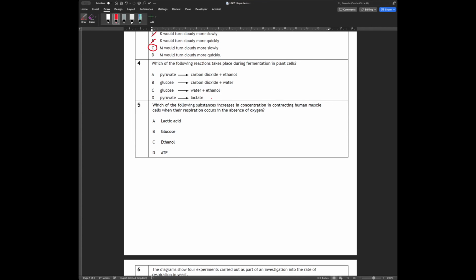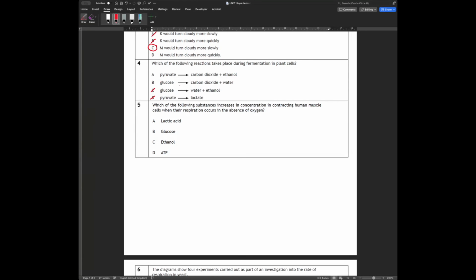Right. Plant cells are different from animal cells. In fermentation in animal cells, we produce lactate, and in fermentation in plant cells, we produce carbon dioxide and ethanol. Okay, and that's just something you have to memorize. So which one is it going to be? Well, it's not going to be D. That's lactate. It's not going to be this one because it produces water and ethanol.